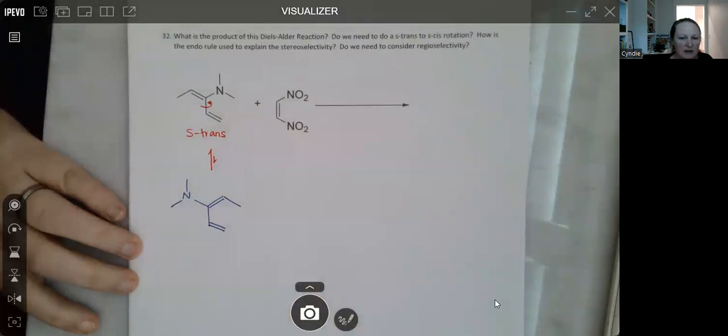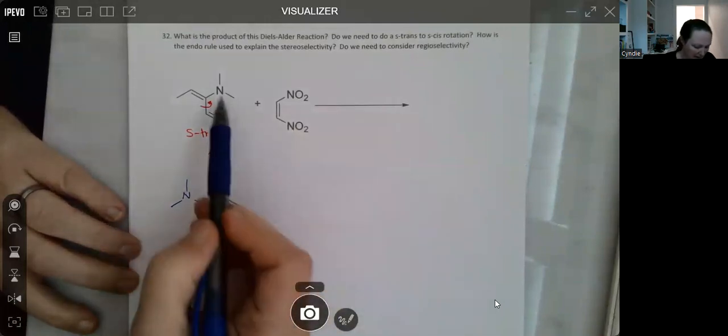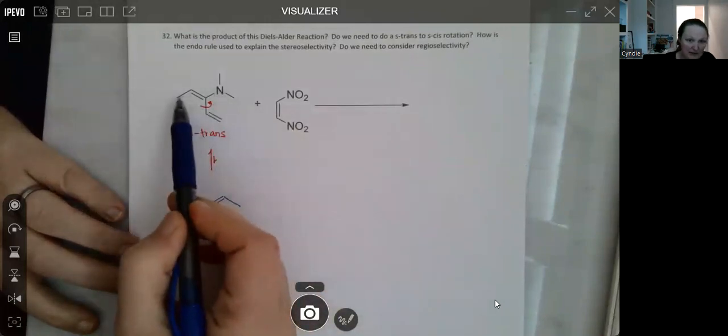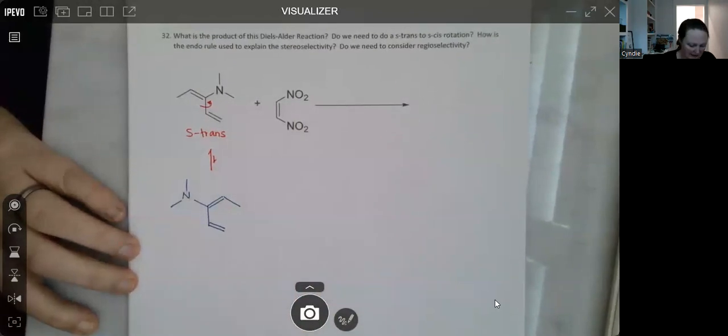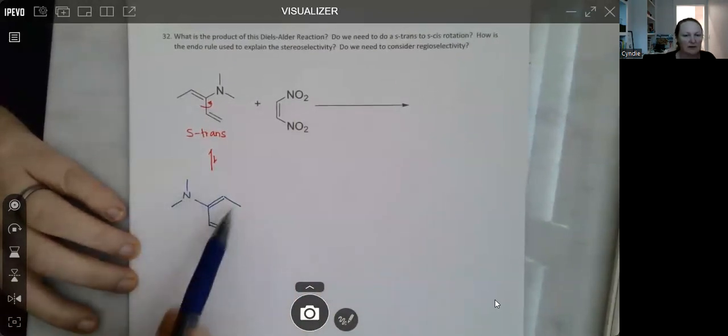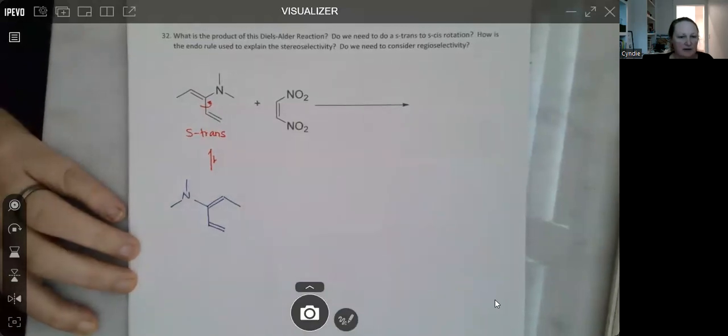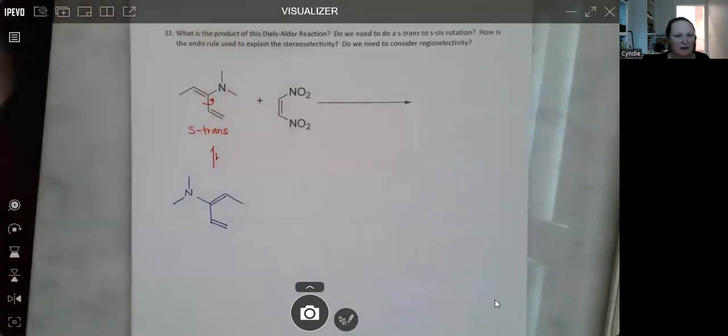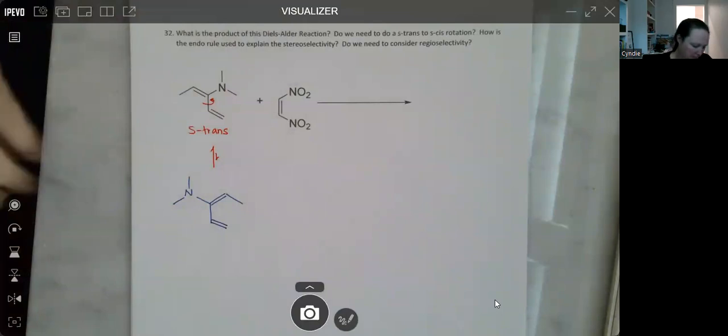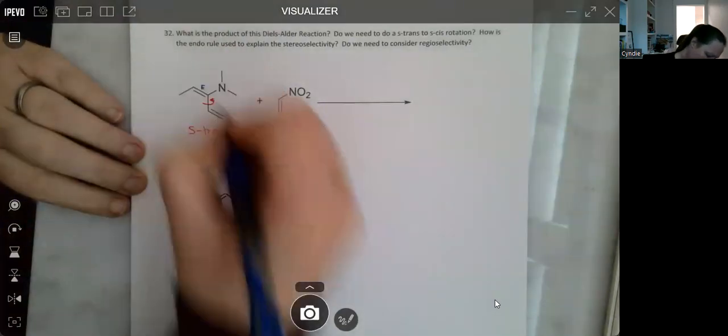And one way to double check that we did that correctly is to think about E and Z. Think of this nitrogen as opposite this methyl, and so it should still be opposite the methyl. The stereochemistry about this alkene has not changed. We've just rotated a bond, essentially. So what's E should remain E, and those two alkenes are E.